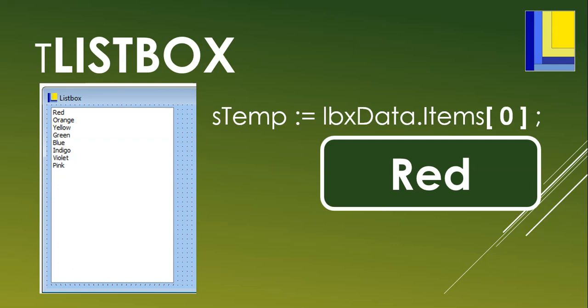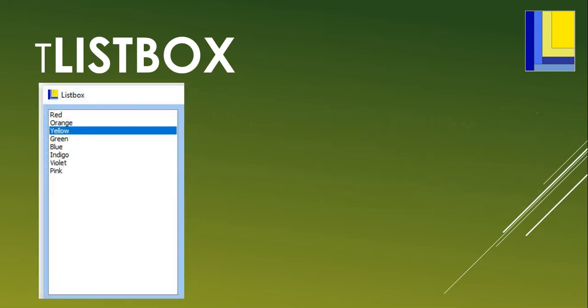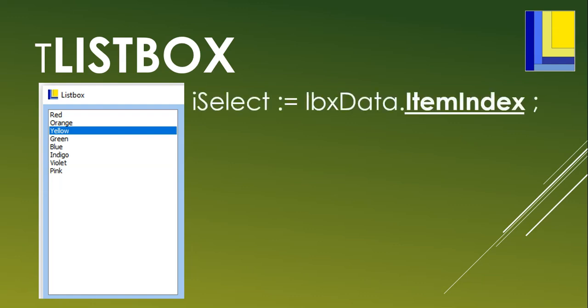So if we want to get a particular item and store it in a variable, we can just use the .items and then in square brackets, the position of where that value is in the list. Now, if I wanted to get the one that is selected, you see that yellow is selected. Well, how do I know which one is selected? Well, we know that the item index tells us which one is selected. So I can store that in a variable, for example, an integer variable, because it's a number, it's a position.